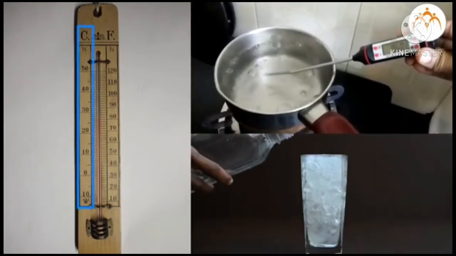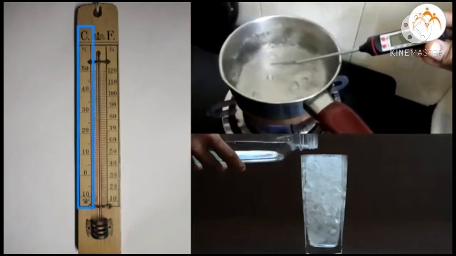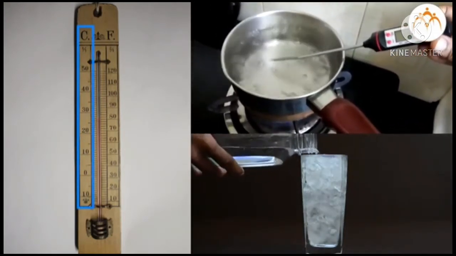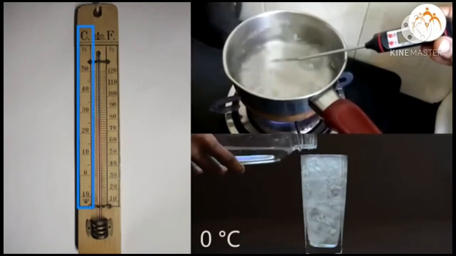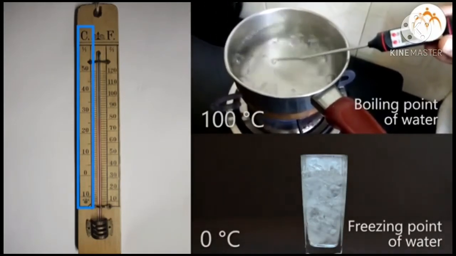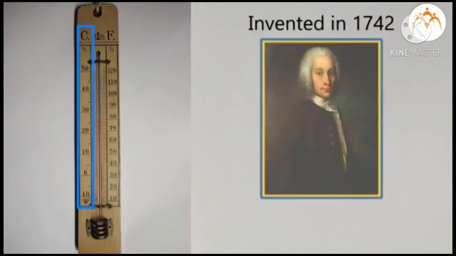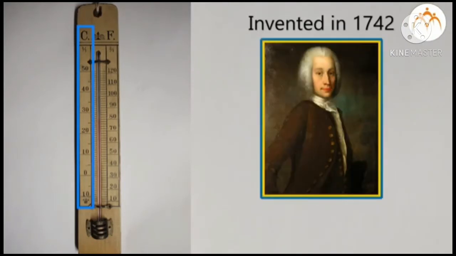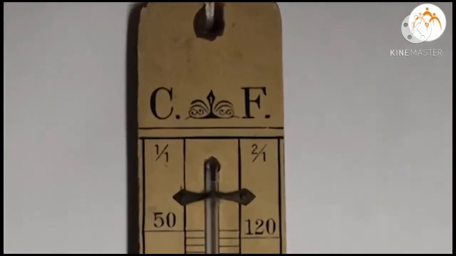Celsius temperature scale, also called centigrade temperature scale, is the scale based on 0 for the freezing point of water, and 100 for the boiling point of water. Invented in 1742 by the Swedish astronomer Anders Celsius, it is sometimes called centigrade scale because of the 100-degree interval between the defined points.